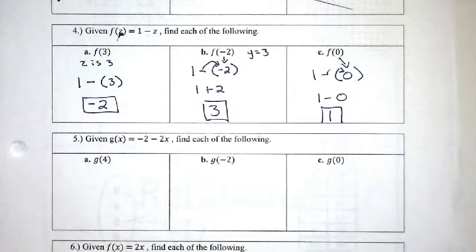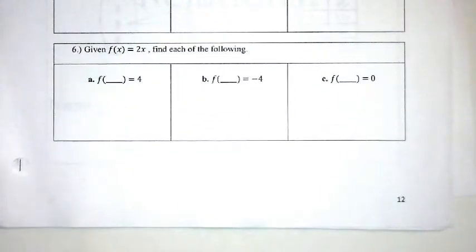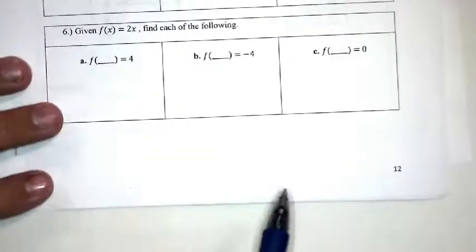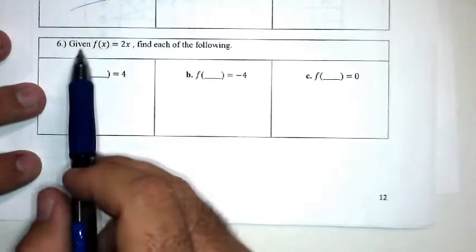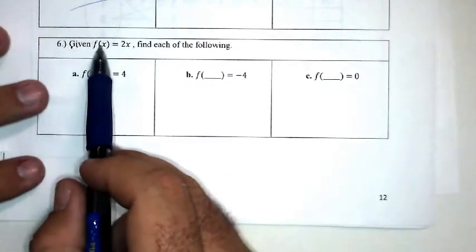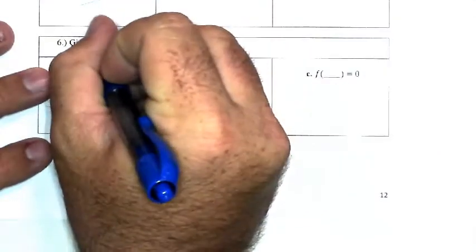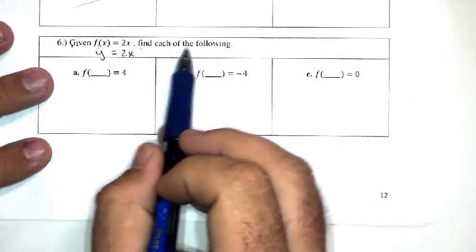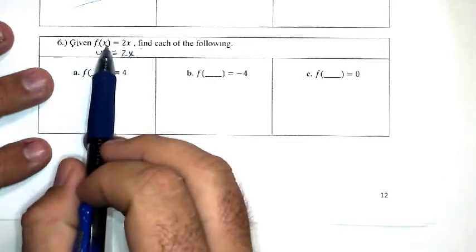Alright, let's look at 6. We're skipping 5 because it's just more of what we just did. So looking at 6. Now this time, I'm telling you, given that f of x, aka given that y equals 2x, find each of the following. Remember, f of x, that entire thing equals the variable y. That's just your output. Now, looking at A here, what am I missing?